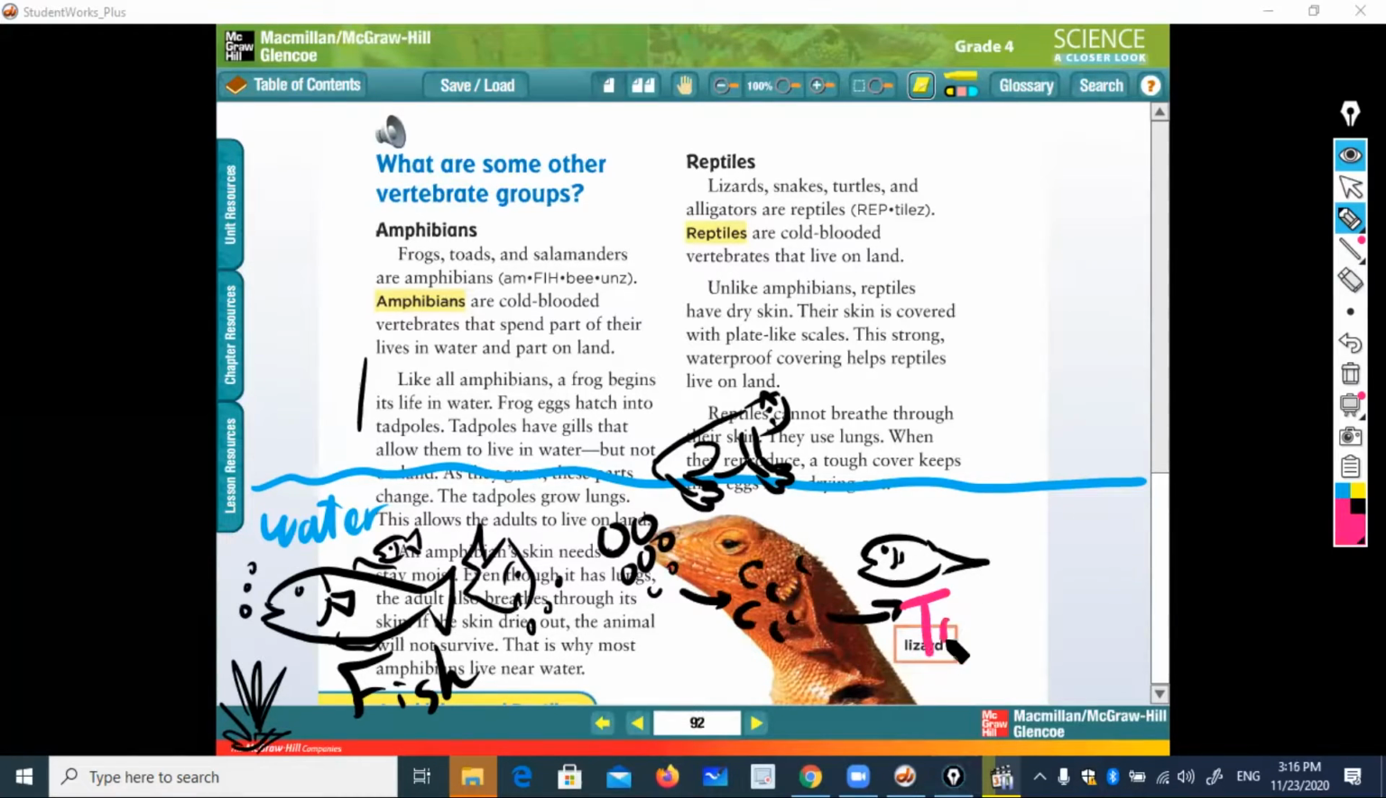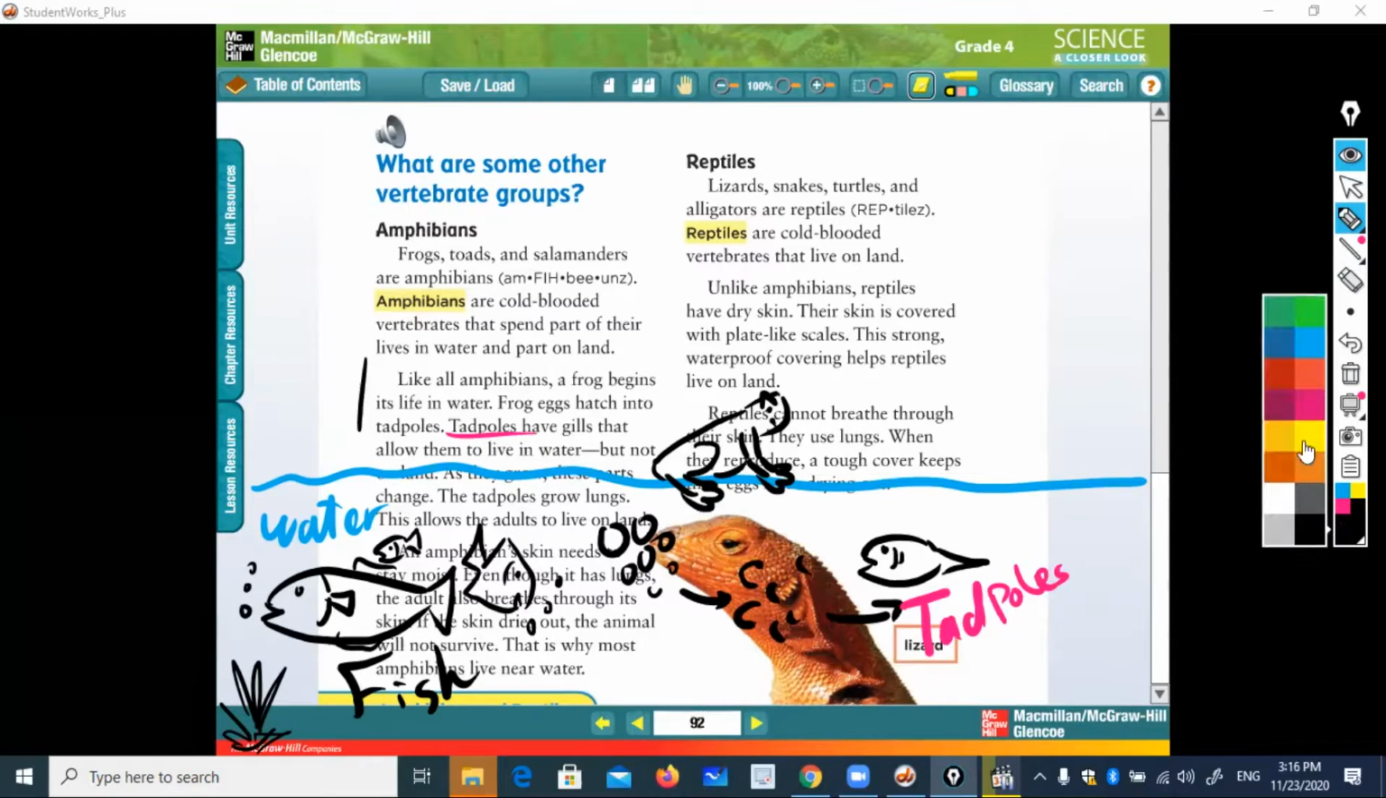Now this one is called tadpole. This is called tadpoles, guys. And this one breathes by what? I will change the color. Breathe by gills. This one breathes by gills.